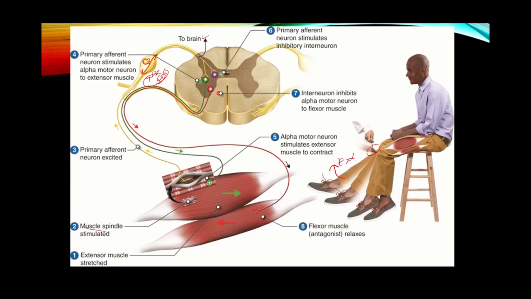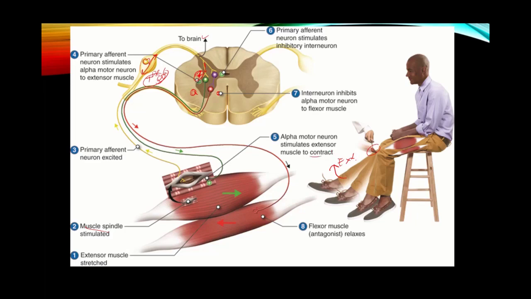Anyway, this primary afferent neuron stimulates the alpha motor neuron to the extensor muscle. So that is this activation right here, this little green. So it sends an interneuron to directly stimulate the alpha motor neuron for the quads. Then the quads contract.